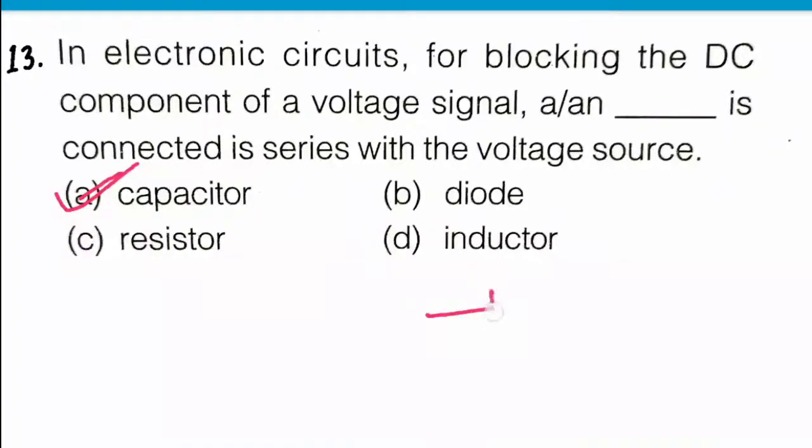Suppose this one is the capacitor and this one is the AC voltage source, and to block the DC voltage, because capacitor blocks DC and allows AC. So capacitor is connected in series with the voltage source for this purpose.